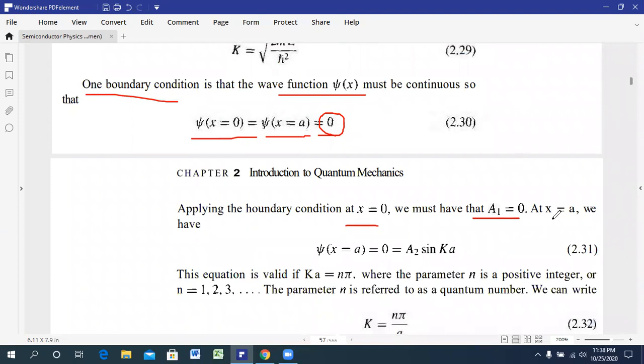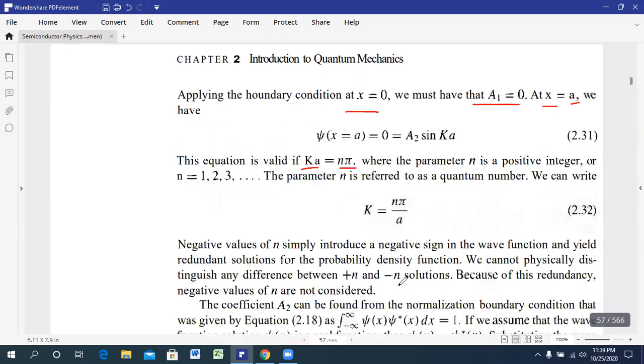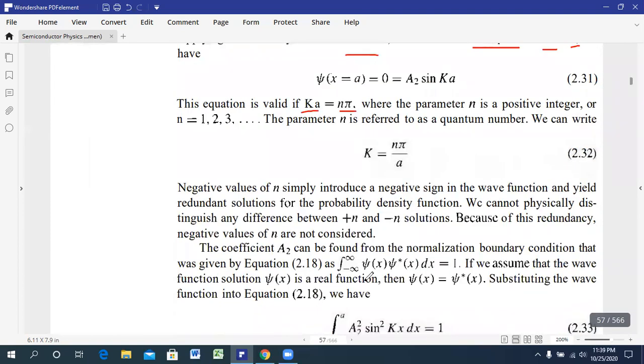Now for x equals a, we have a2 sin ka. This should be equal to 0. So from here we can find the value of k. So ka equals n pi, so k should be equal to n pi divided by a. Now again there will be two different solutions. The coefficient a2 can also be found from the normalization boundary condition.